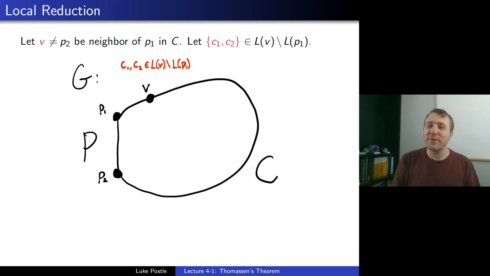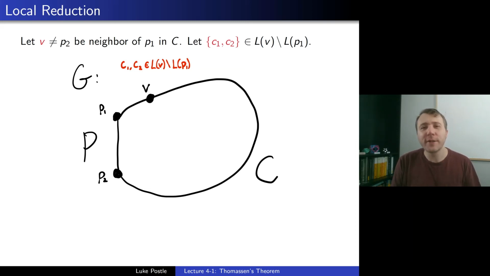Well, remember, because V is not in P, it has at least 3 colors. But then there's nothing said that they couldn't intersect L of P1. So P1's pre-colored, but that color can still appear in the list of V. However, there are at least 2 colors that aren't that color. So let's take those two, C1 and C2.